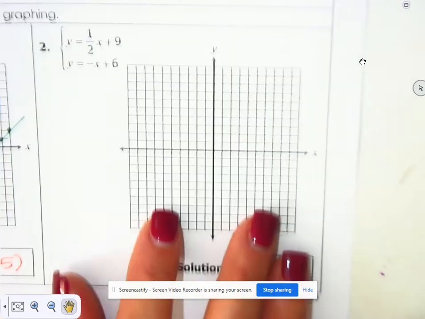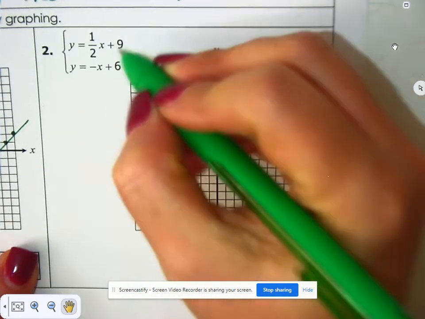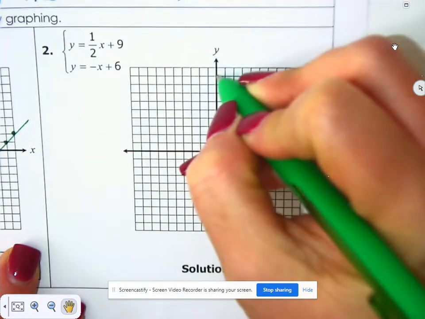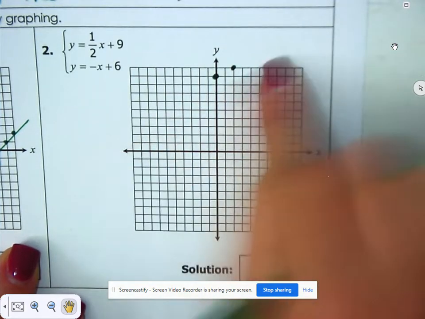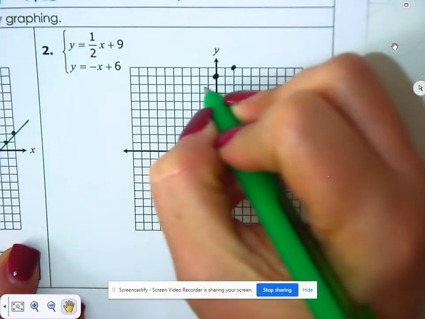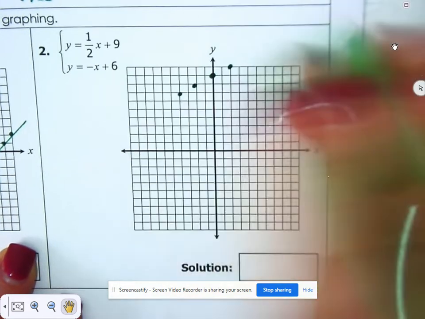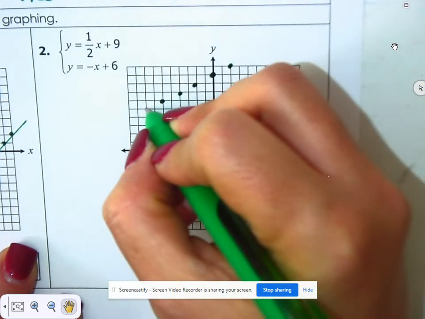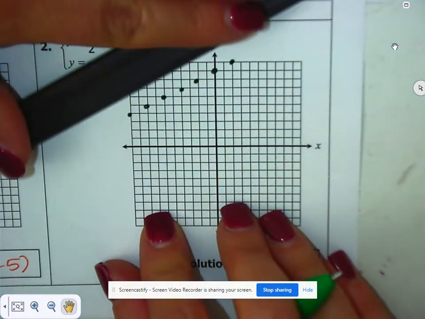All right, same thing for problem number 2. Again, they are already in slope-intercept form, so we're going to start by graphing this one. We're going to go up 9, and then I'm going to go up 1 and over 2. But I can't do a lot of those points, so I'm going to do the opposite, which is down 1 and left 2. And connect your dots.